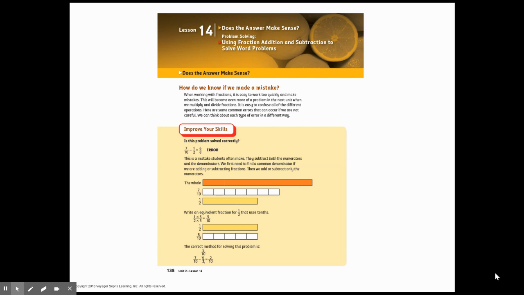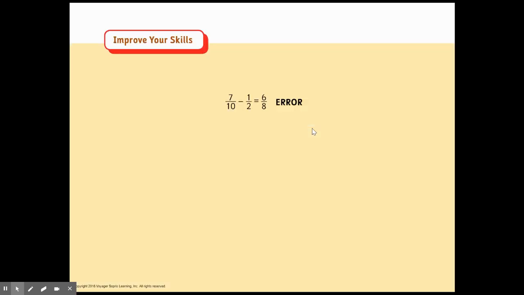So it's really easy to make a mistake when working with fractions, especially when you have to multiply them to get them to an equivalent fraction. Let's look at a common error. In this problem, the student subtracted both the numerators and the denominators. This is something that we learned right away.